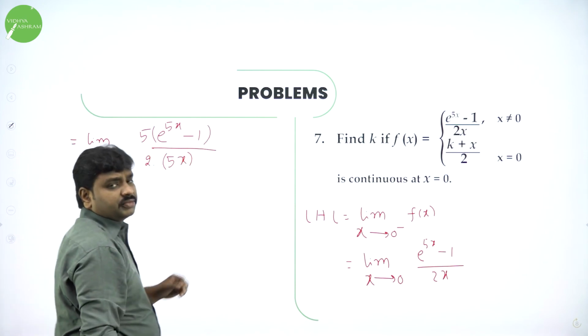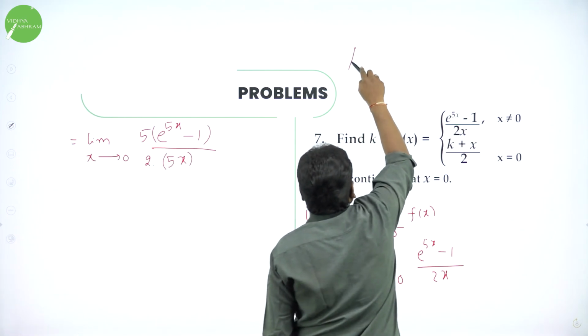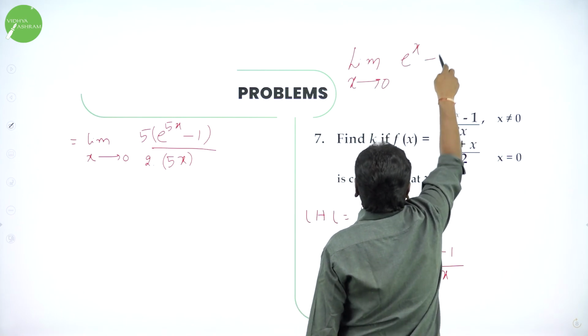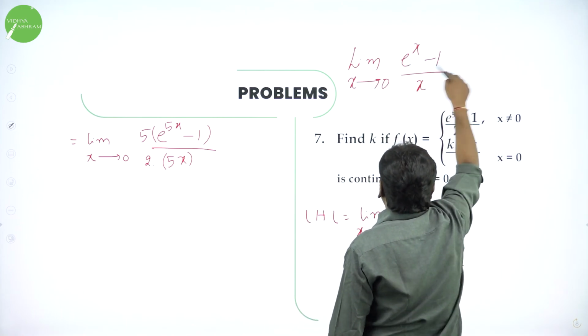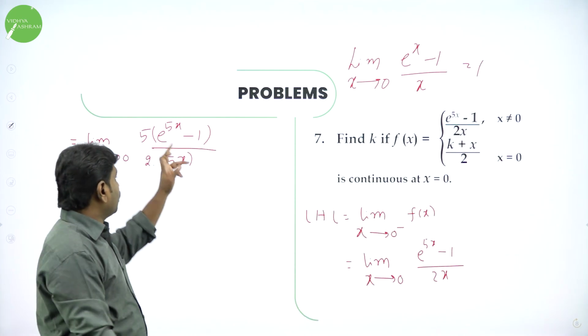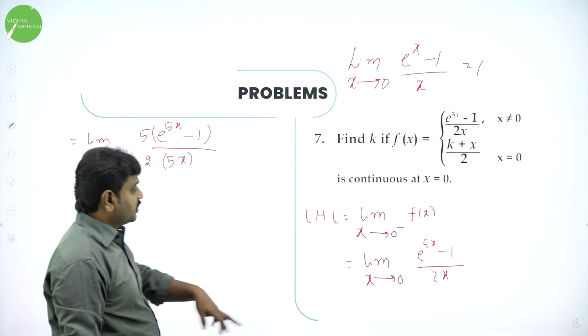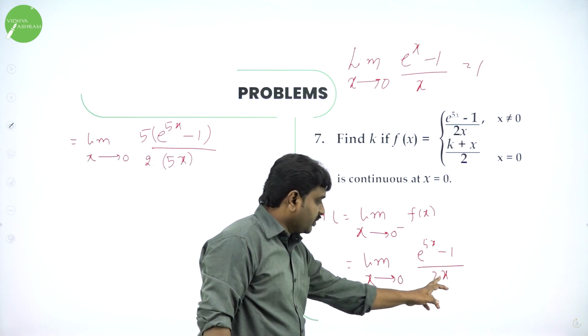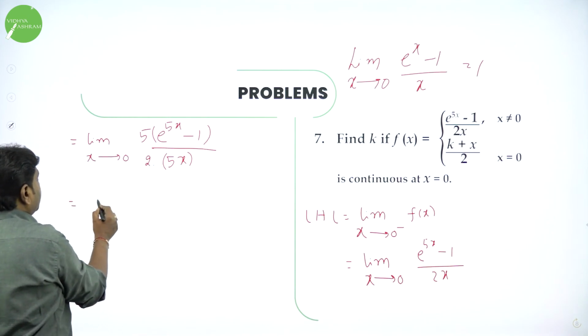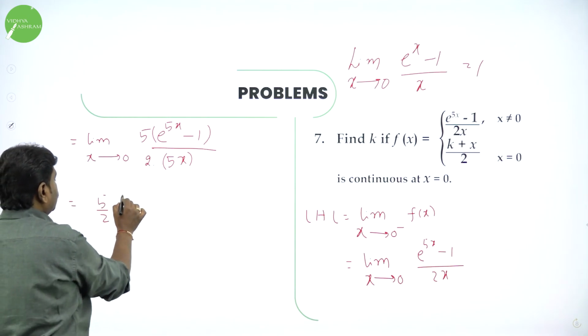Why? Because we have a theorem. Just now we have done another problem. What I taught you: limit x tends to 0, (e power x minus 1) by x. If these three are the same, the answer is 1. So now my target is to match the power we have, which is 5x. So 5 was missing, and here we have 2. So I wrote 5 here, divided and multiplied by 5, and wrote 2 separately. Now 5 by 2 is a constant. Take it out and apply the limit.